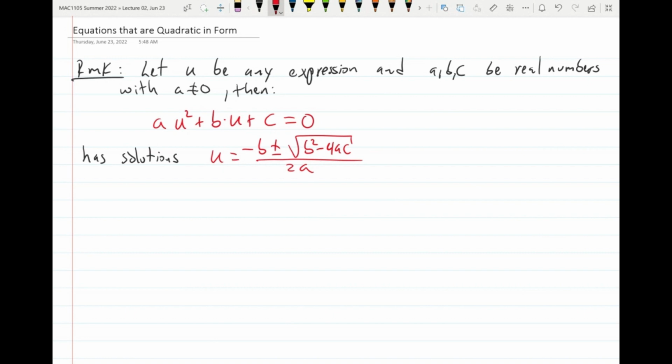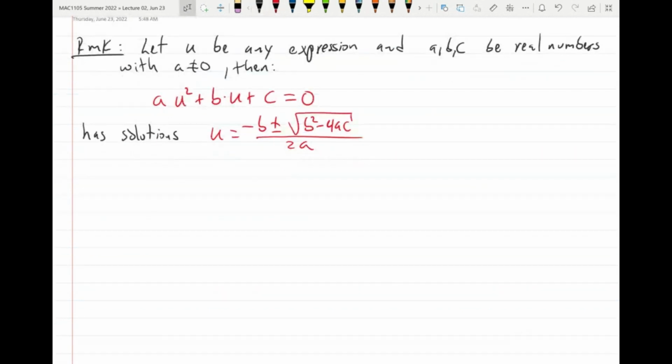In other words, you can extend this idea of solving a quadratic equation to equations that are not quadratic, because now this u could be something that's not just x. Maybe something that's a little bit more complicated. So the point is that if you have an equation, and if you can transform it into something like this, then you can find what u is, and once you know u, then you can use this to solve for x down the line, as you're going to see in the examples. In the examples, it's going to be more clear. So let me do some examples to see how we can take advantage of this remark.